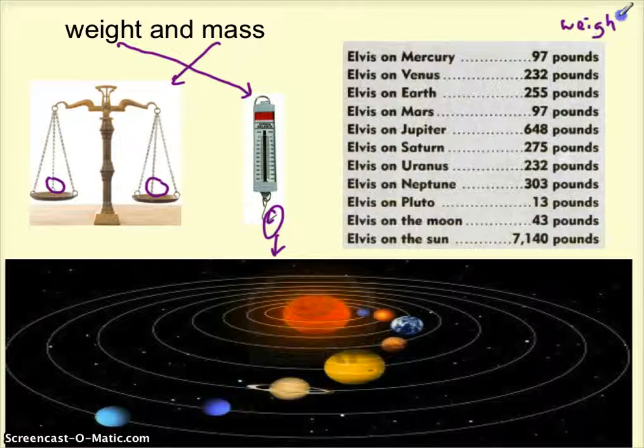But let's say Elvis, and I'm not sure why I ended up picking this one, Elvis is on these different planets. He will have the same mass. I mean, he's not going to suddenly lose mass going from one planet to another. But according to where I got this, on Earth he was 255 pounds. But notice he's a different weight on every single other planet. And on the Sun he weighs 7,000 pounds. And it's because the heavier the planet, the heavier Elvis weighs, because there's more gravitational pull there.